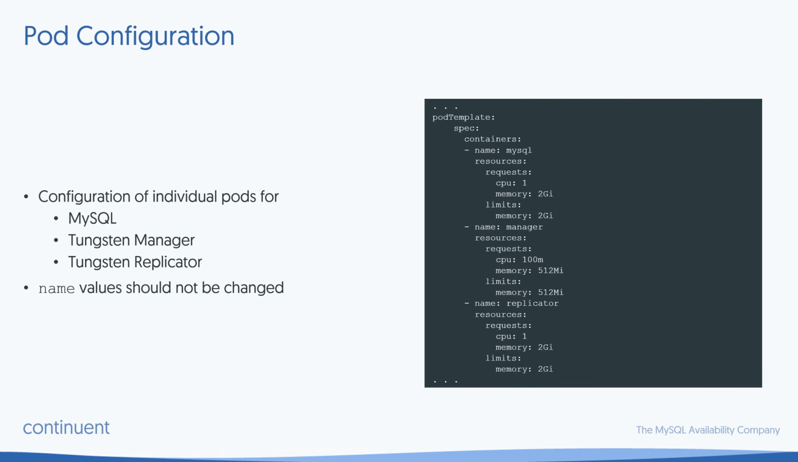So this is where you can specify the limits for the individual pods for MySQL, the Tungsten Manager, and the Tungsten Replicator. In this example here, the names, so you see name MySQL, name Manager, and name Replicator. Those names must not be changed. You leave them as they are. The values here that you can change are things like the CPU and the memory.